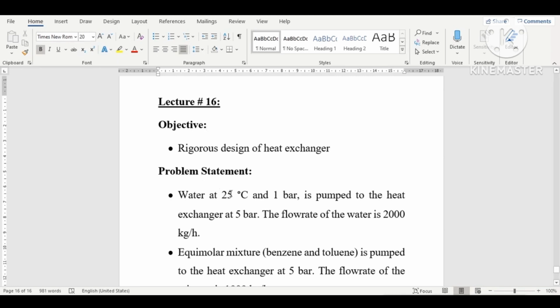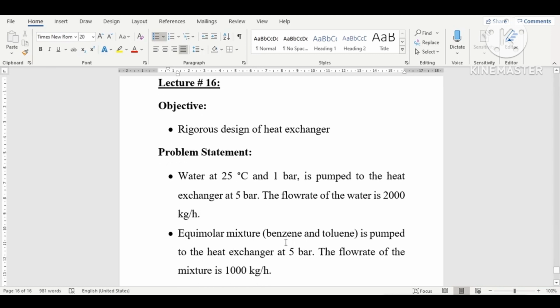Water at 25 degrees centigrade and 1 bar is pumped to the heat exchanger at 5 bar. The flow rate of the water is 2000 kg per hour. An equimolar mixture of benzene and toluene is pumped to the heat exchanger at 5 bar. The flow rate of the mixture is 1000 kg per hour.